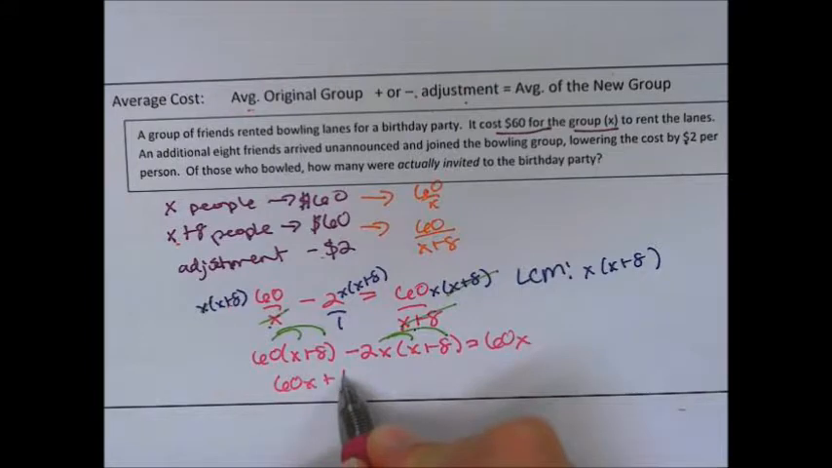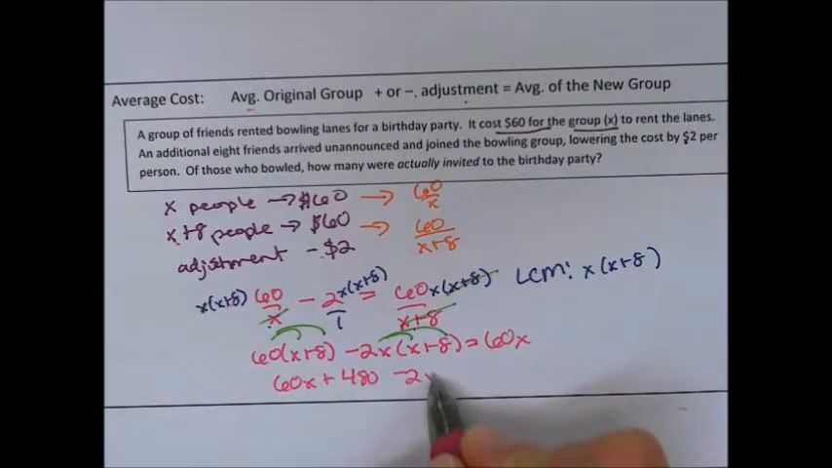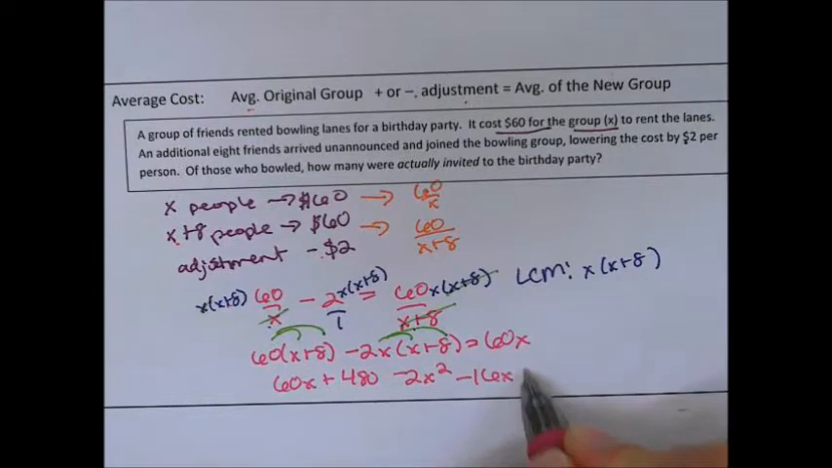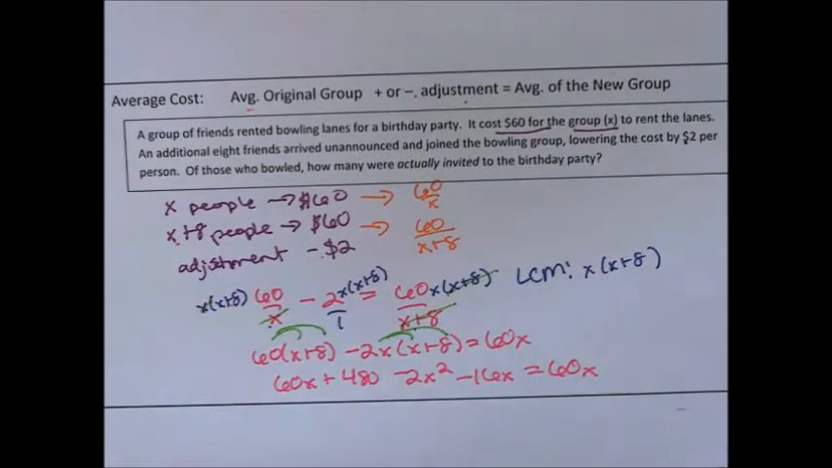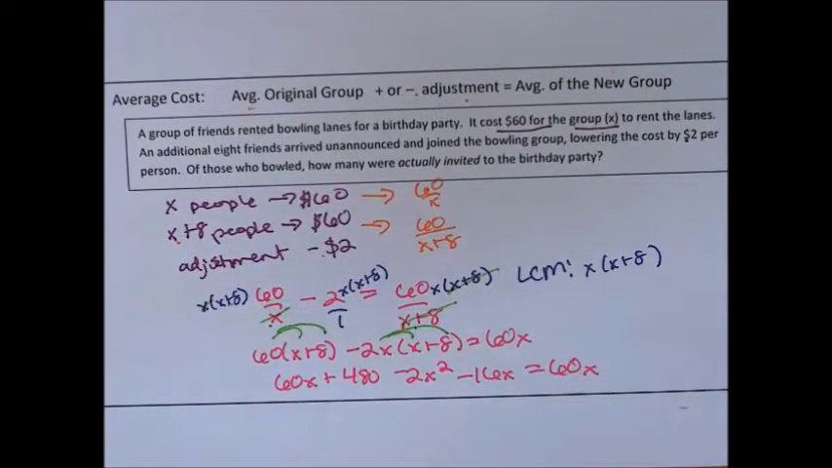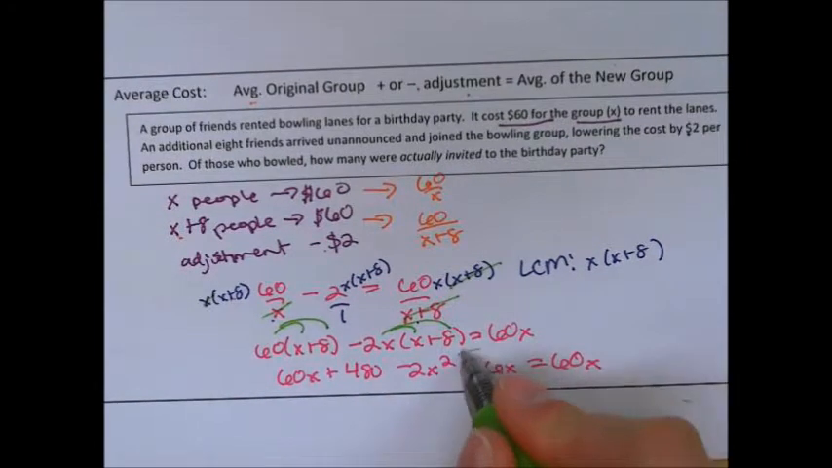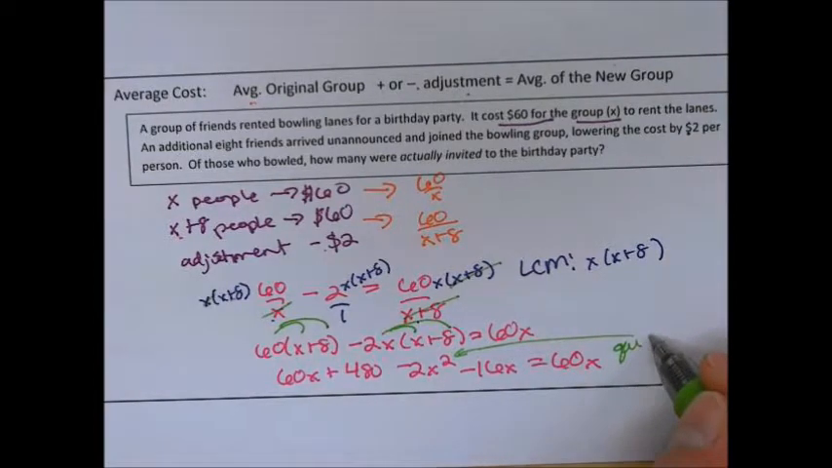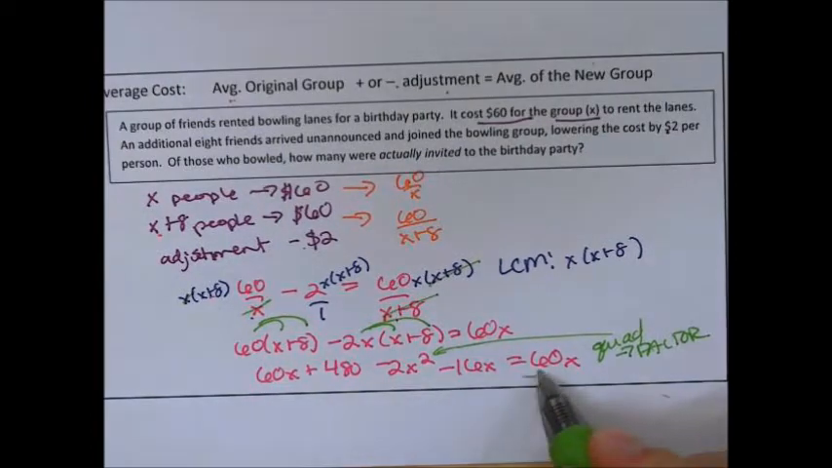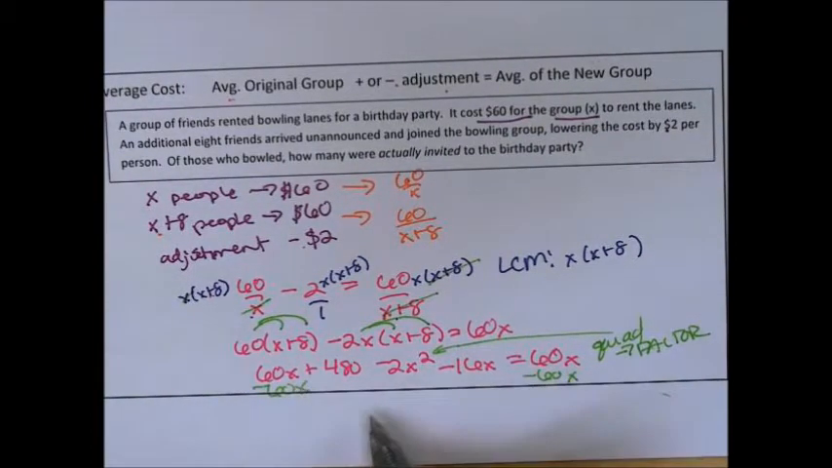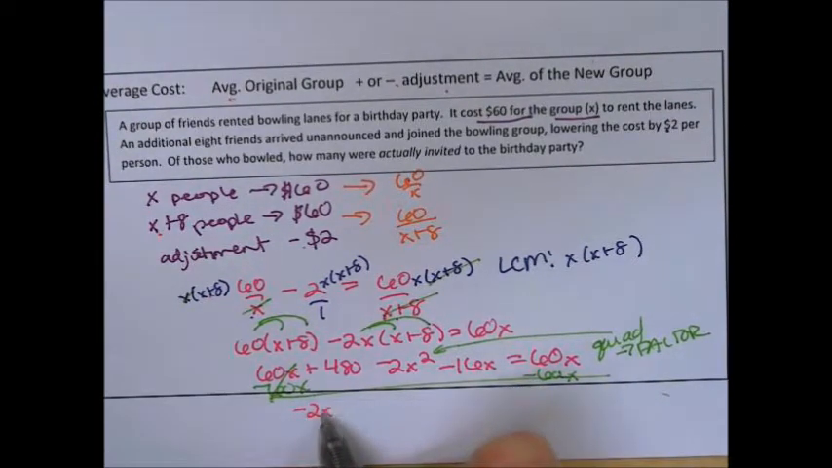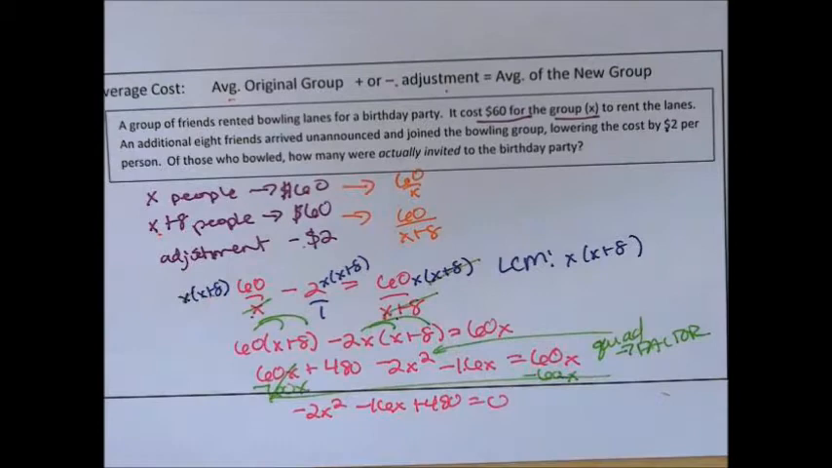60X plus 480 minus 2X squared minus 16X equals 60X. I have a quadratic, which means we're going to factor, so I have to get it set equal to 0. So minus the 60X. And then I'm also going to put this in standard form. So it gives me negative 2X squared minus 16X plus 480 equals 0. And again, I put that in standard form.